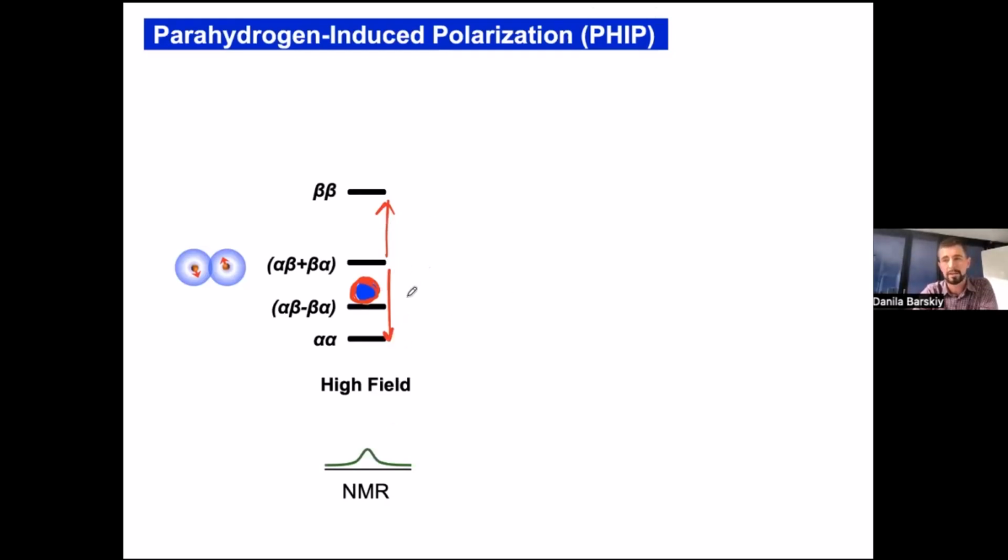So the signal of ortho hydrogen is proportional to the concentration of ortho hydrogen in your mixture, and it's also proportional to the difference between populations. And here this difference will be very small. It's proportional to the normal Boltzmann distribution at high field.